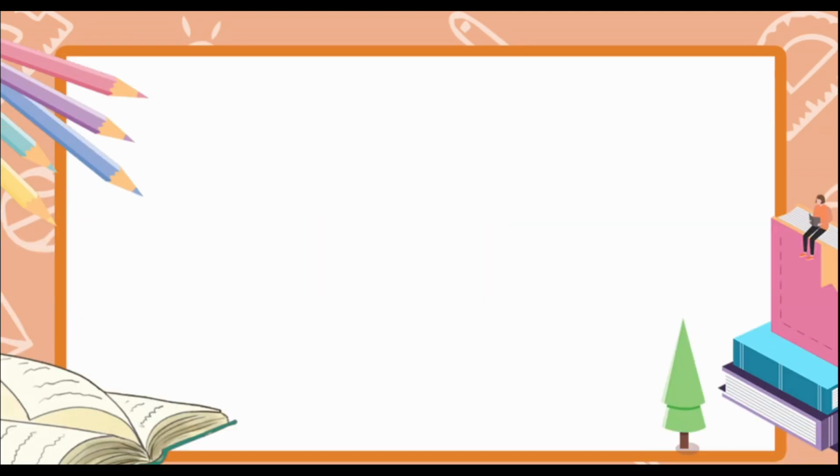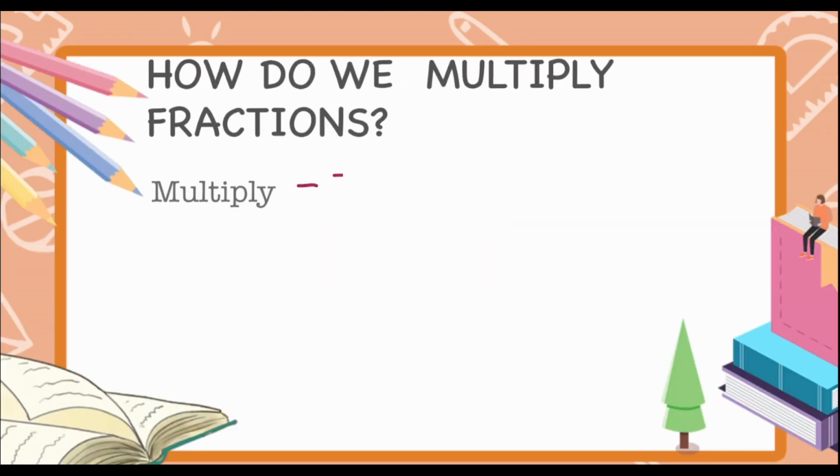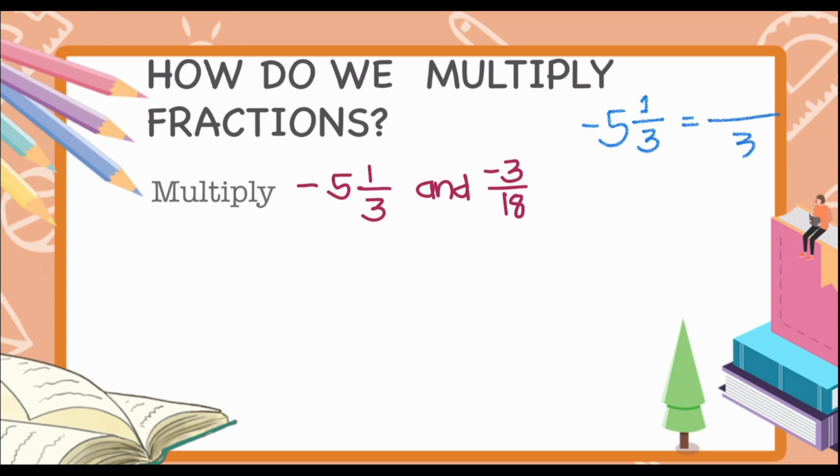Next, let's have another example. Okay, let us multiply negative 5 and 1/3 and negative 3 over 18. Mixed fraction again. So, we have to convert it to improper. So, write it on the separate side or on the other side. And then, copy the denominator.